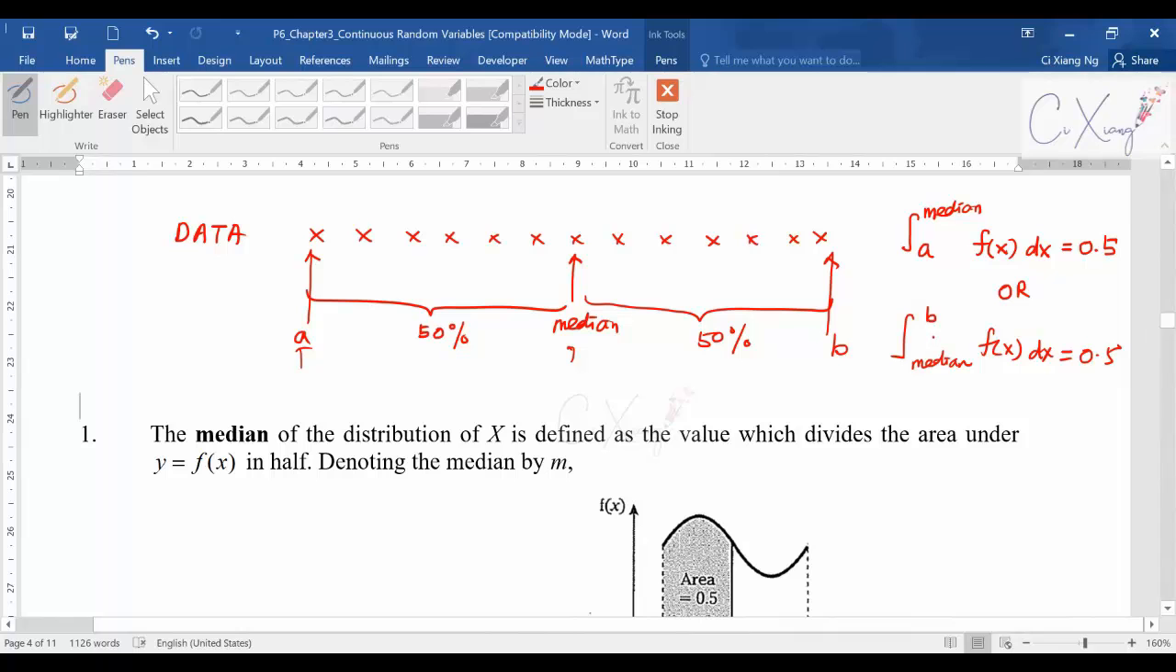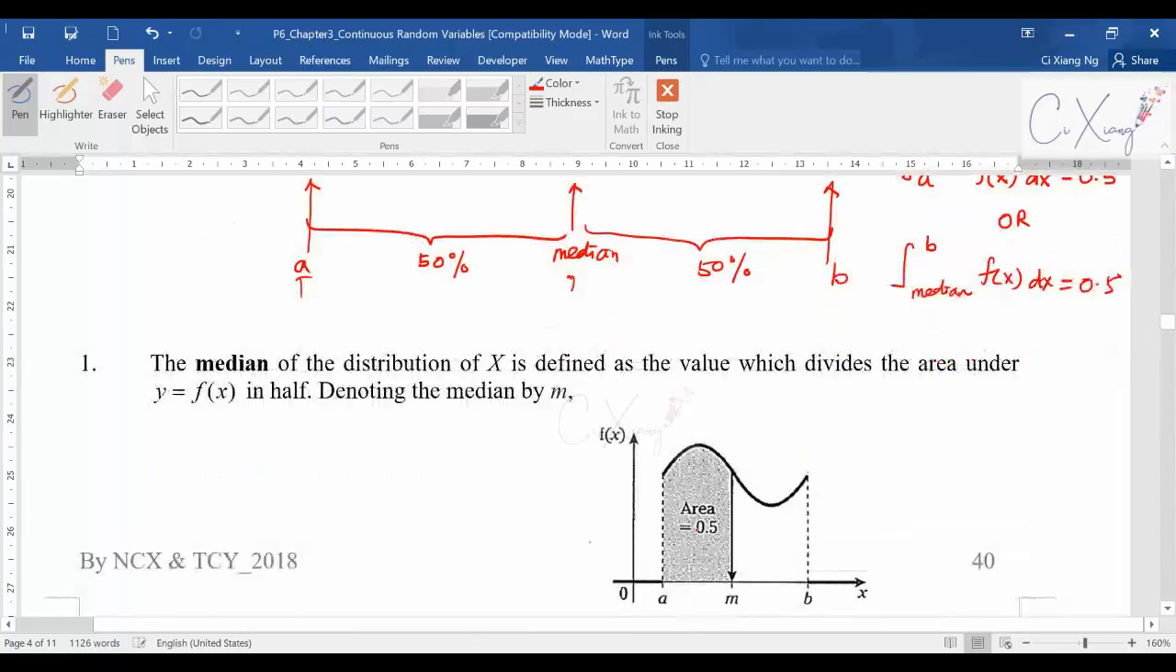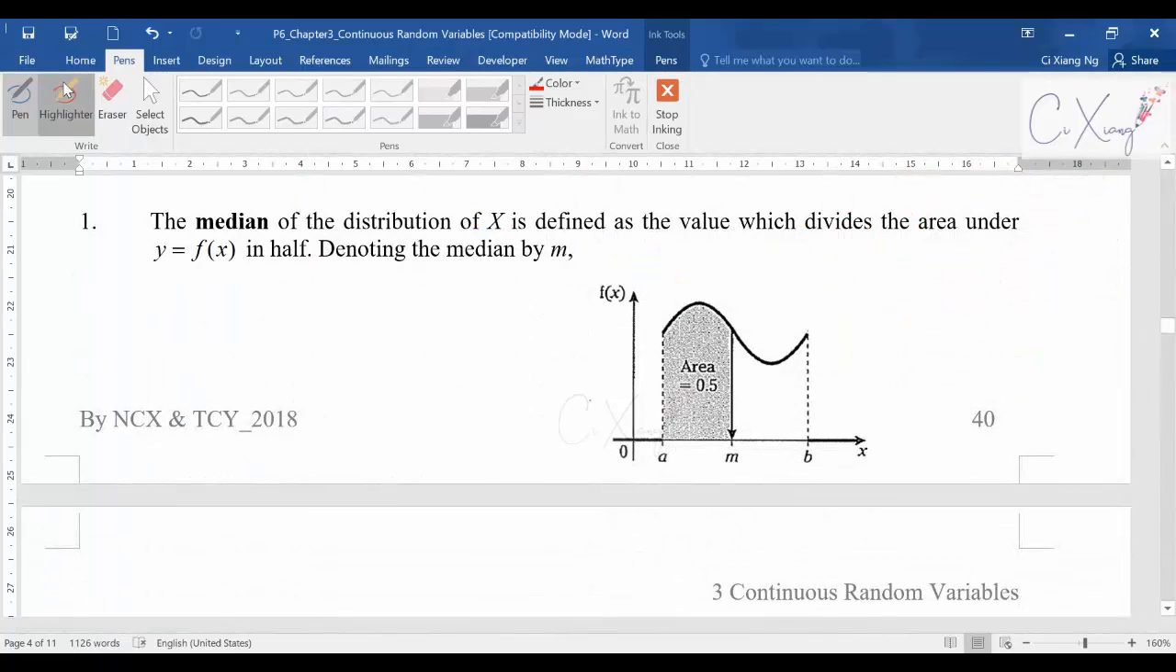Let us continue with some notes. Here they say that the median of the distribution of x is defined as the value which divides the area under the graph in half. Denoting the median by m, you can see that, let's say this is my whole graph here, you want to cover half of your graph, which is 0.5. So they are talking about the area being 0.5.